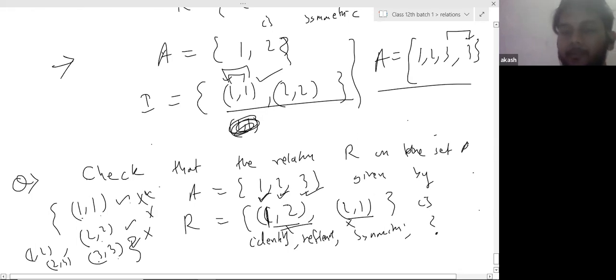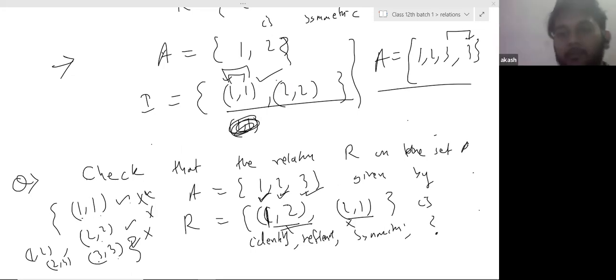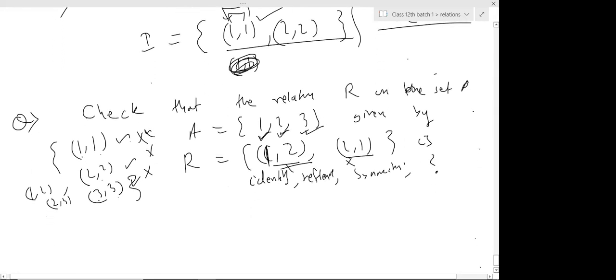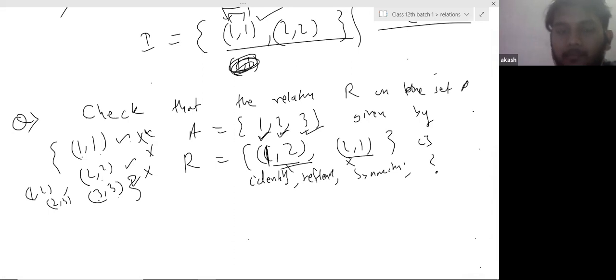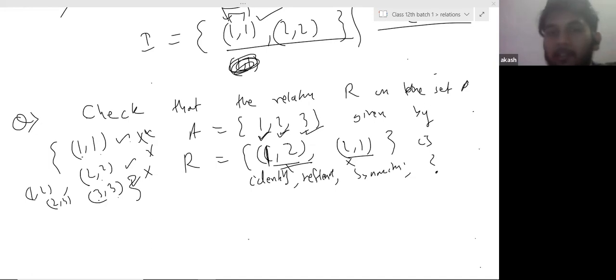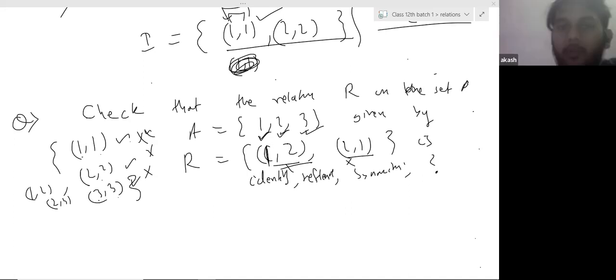All right. Clear, Shikhani? Sir, in identity and reflexive, if one of the ordered pairs is missing also, is it okay? No, no, no. You cannot miss any elements in identity or reflexive. All right. So, identity is part of reflexive. Yes, I gave you a note in the last class about that also, right? All the identity relations are reflexive relations, but not all the reflexive relations are identity.